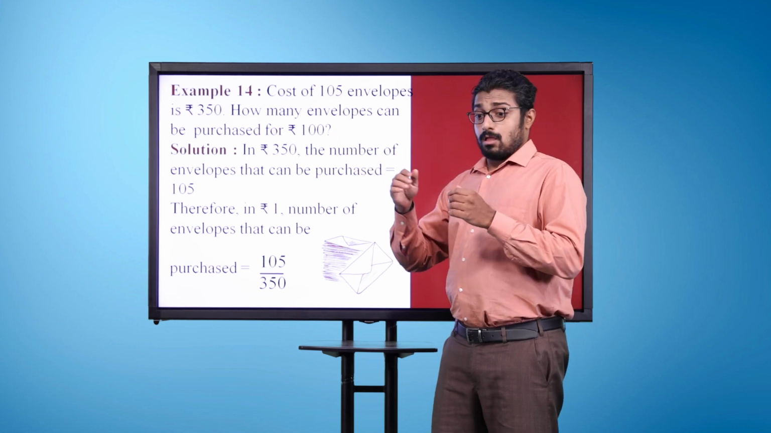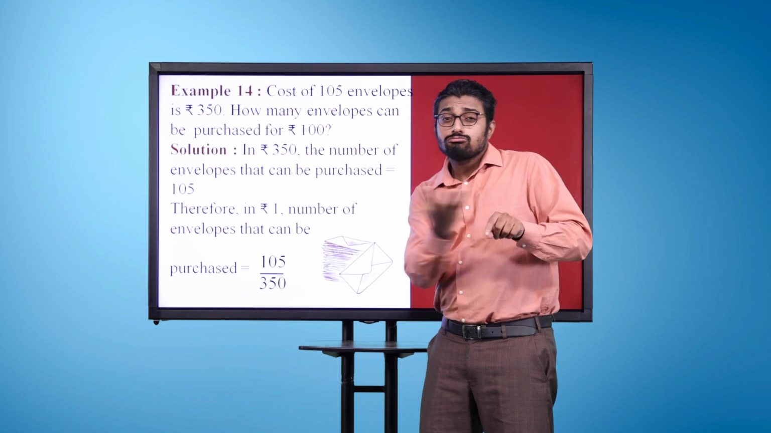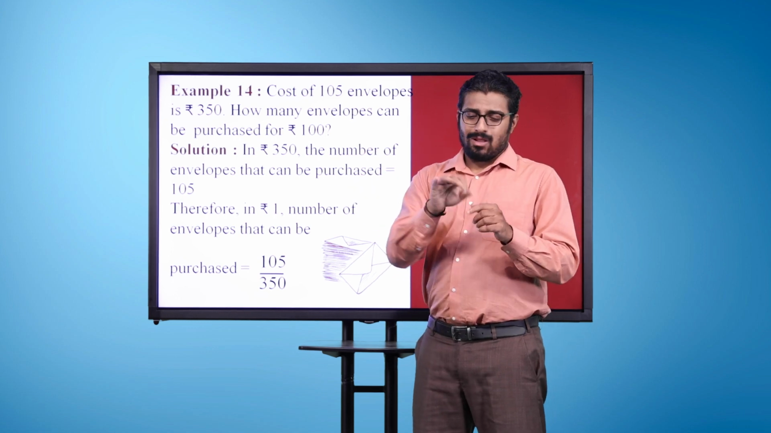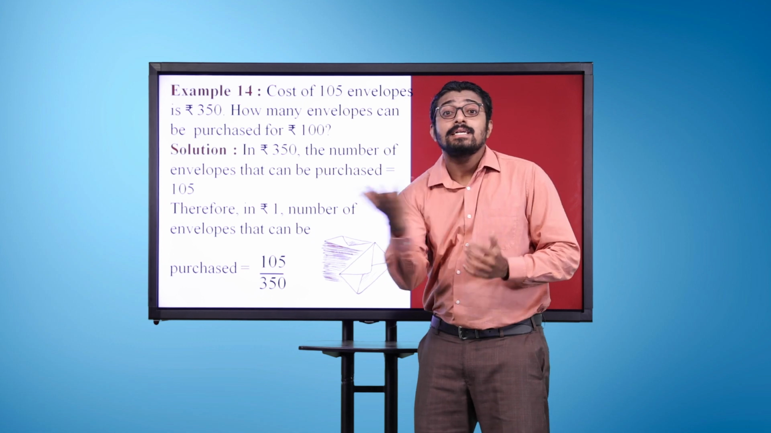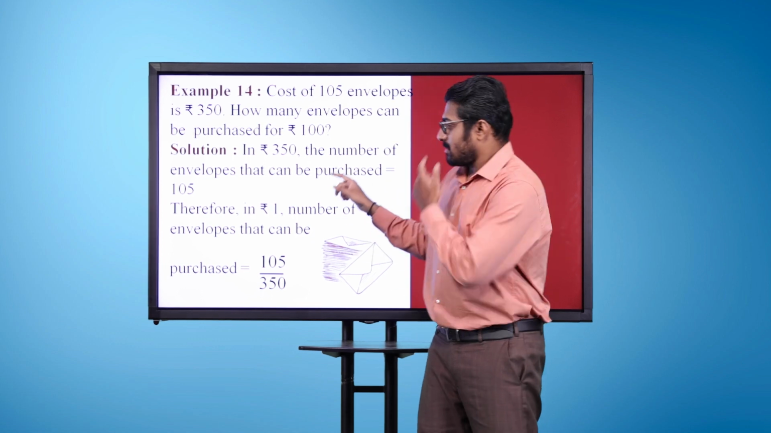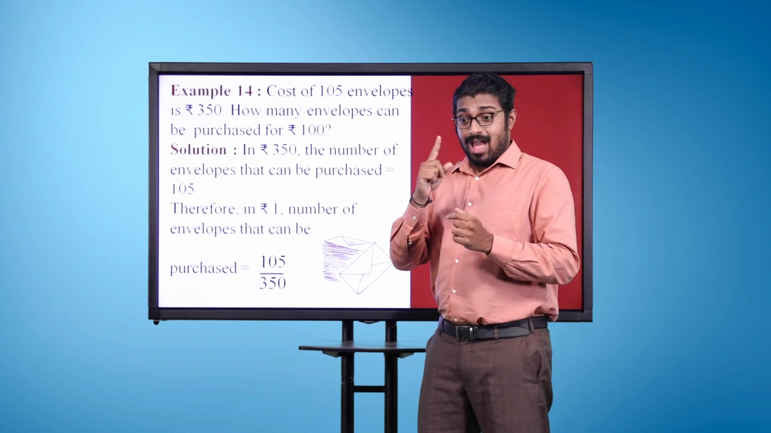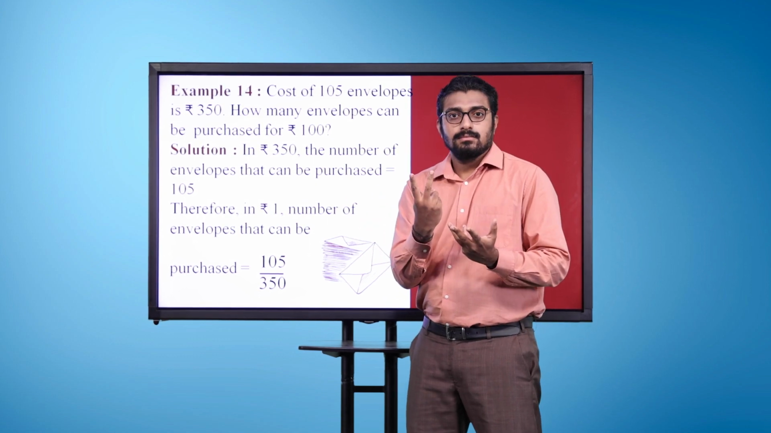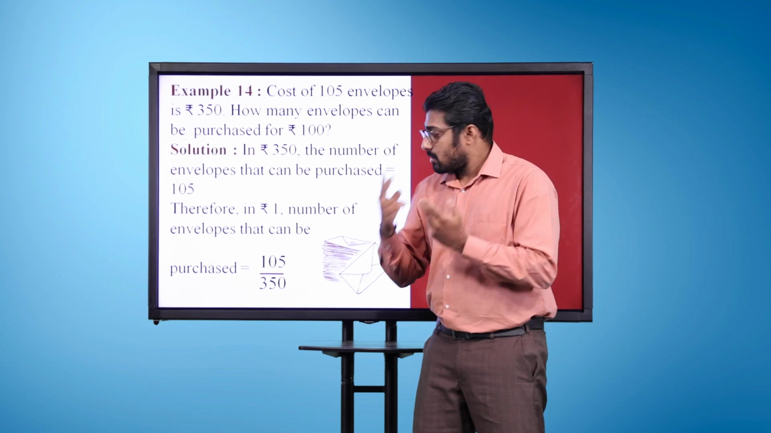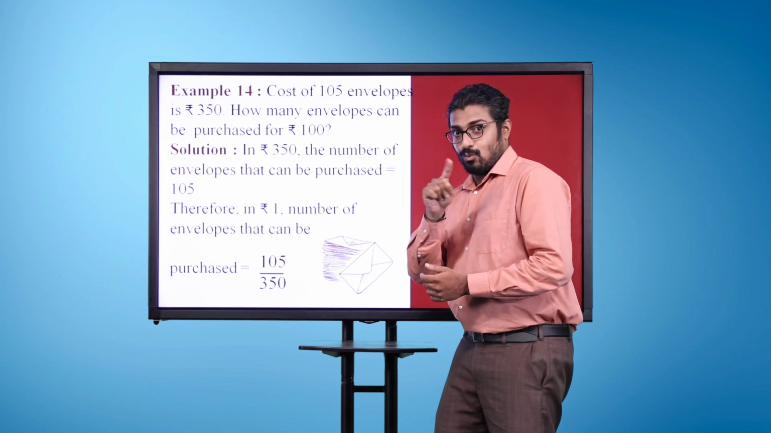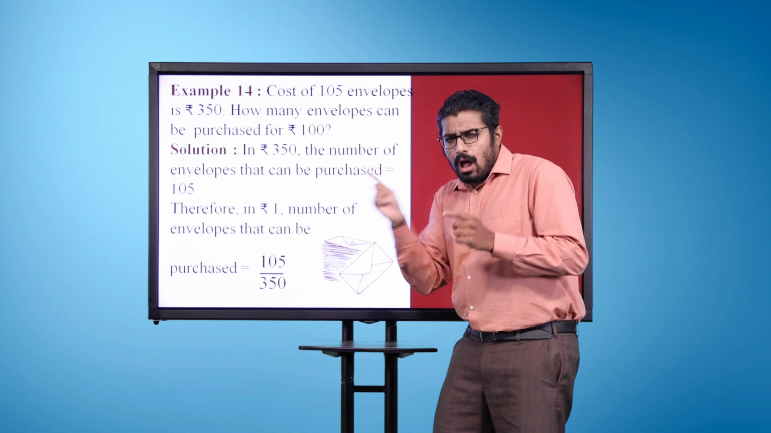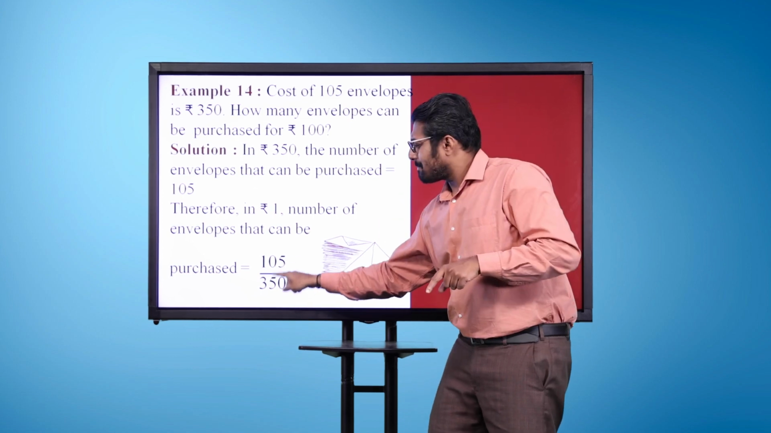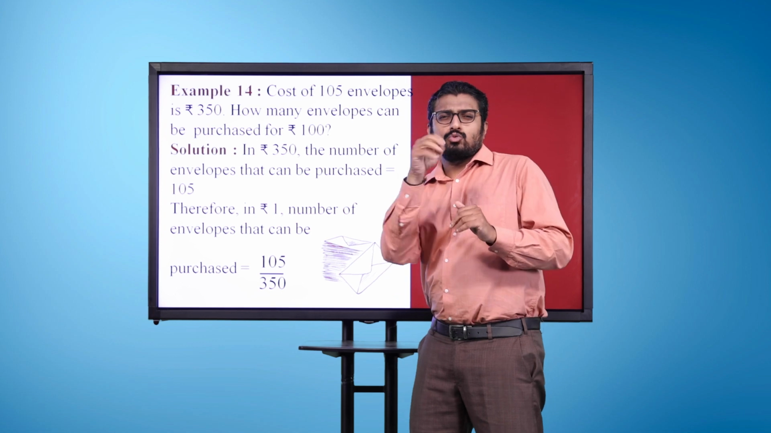Example 14. Cost of 105 envelopes is 350 rupees. How many envelopes can be purchased for 100 rupees? Solution. In 350 rupees, the number of envelopes that can be purchased is equal to 105. Therefore, in 1 rupee, number of envelopes that can be purchased is equal to 105 divided by 350.